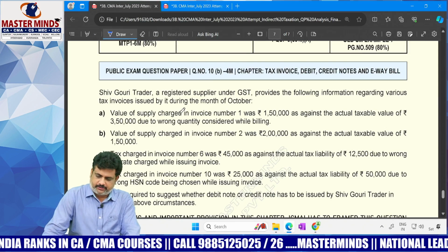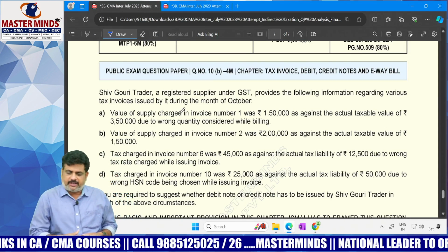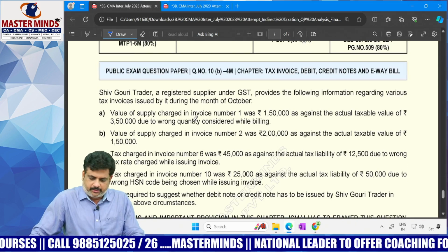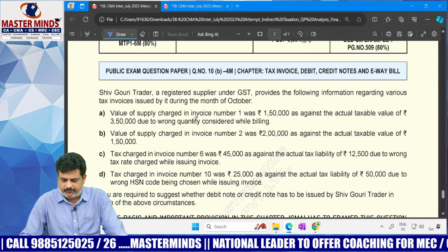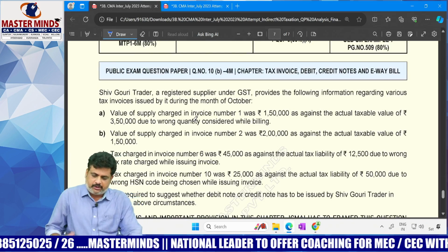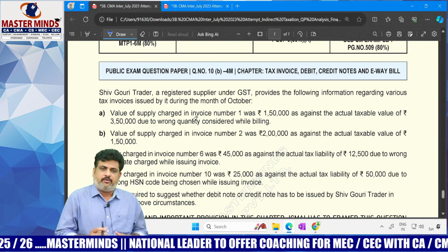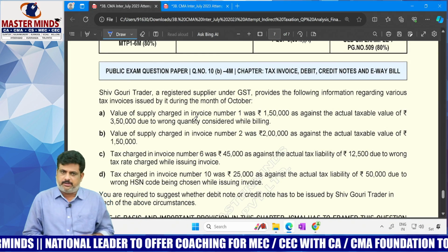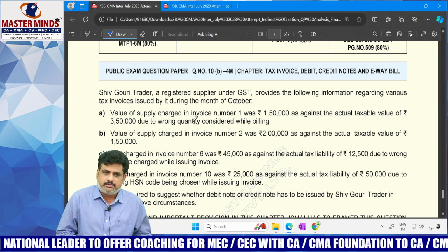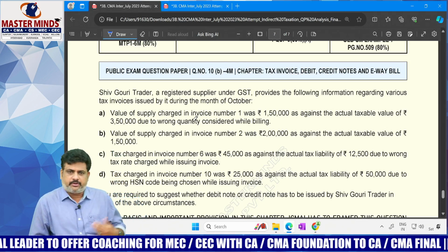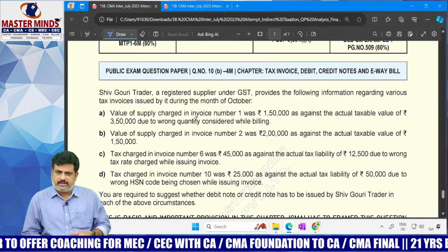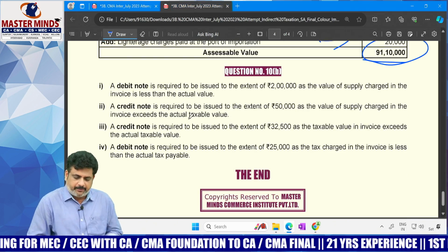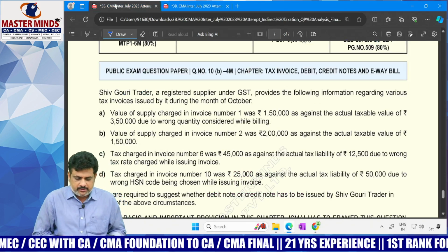And here with respect to this, the last one will be 10B, 4 marks, tax invoice, debit note, credit notes and e-way bill. Here, Shiv Gauri Traders, a registered supplier under GST, provides the following information regarding the various tax invoices issued by it during the month of October. Value of supply charged in the invoice was 1,50,000 as against the actual value 3,50,000. What is the invoice value? 1,50,000. What is the actual value? 3,50,000. Invoice value is less than actual value. What is the thing we need to issue? A debit note or credit note? A debit note.